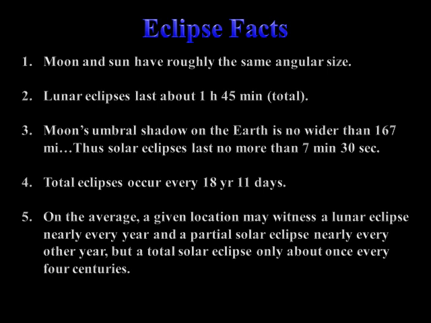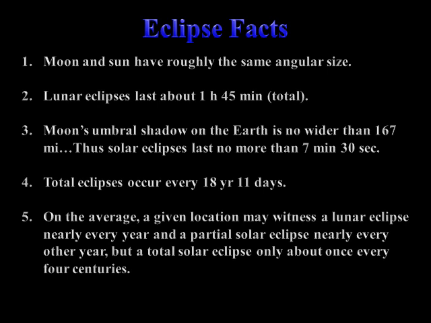I'll ask a question at this point for you to calculate for your own interest. If the moon's shadow is 167 miles wide, and solar eclipses only last 7 minutes and 30 seconds, how fast is the moon's shadow traveling across the surface of the Earth? See if you can calculate that.